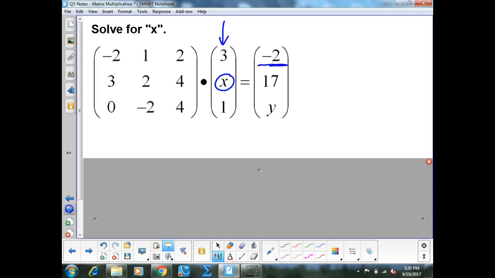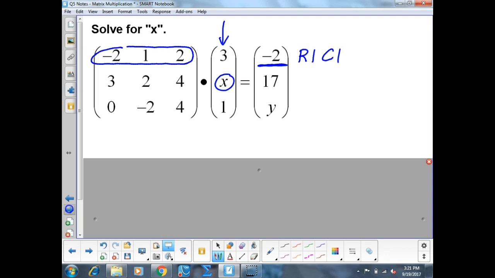I can really think about this. I mean, let's go over here. I know this answer is negative 2. So this was the result of multiplying across row 1 and down column 1. So why don't I try going across row 1 and down column 1, because I know that answer has to be negative 2. So that means I took negative 2 times 3, so that's negative 6, plus 1 times x is x, plus 2 times 1 is 2, and that has to equal negative 2.